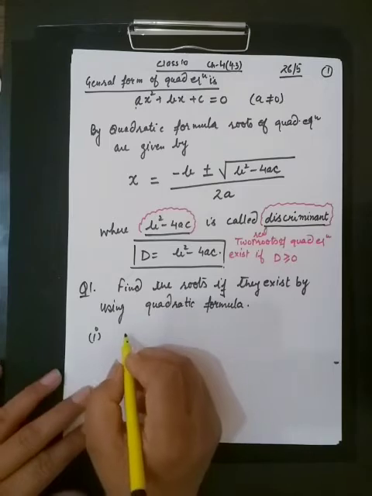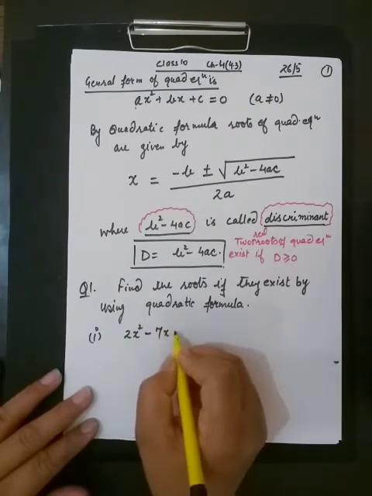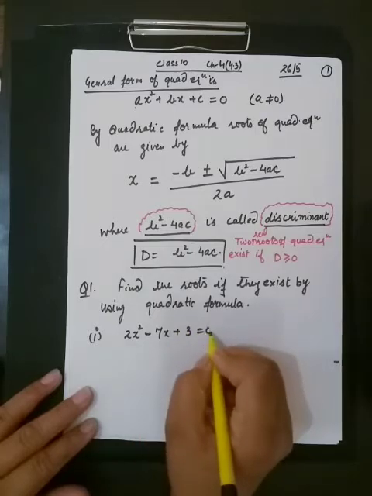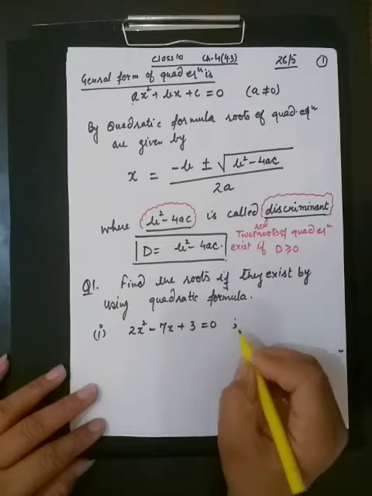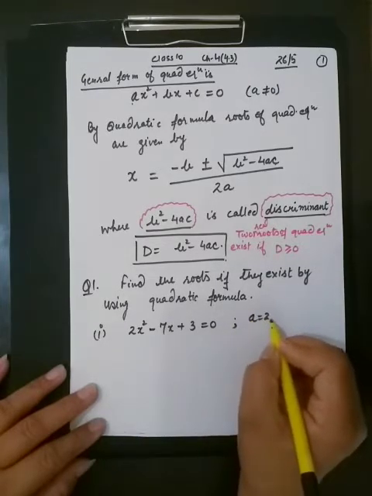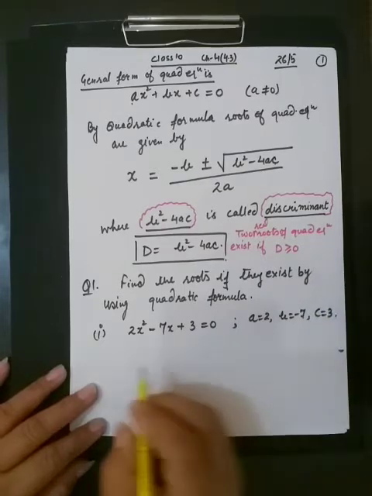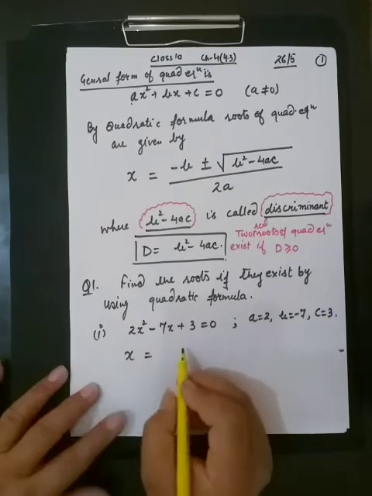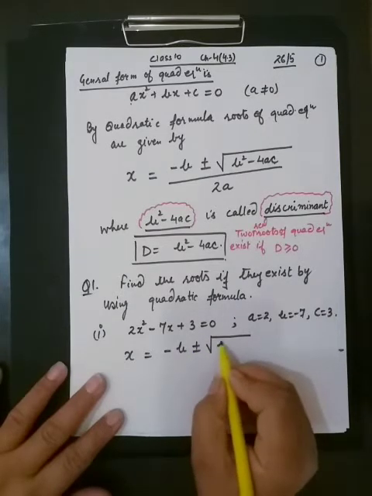So here I am taking part number 1 of question number 1. 2x square minus 7x plus 3 is equal to 0. So now in this equation a is 2, b is minus 7 and c is 3. Now we have to find the roots by using the quadratic formula. In each and every question you have to write the formula.